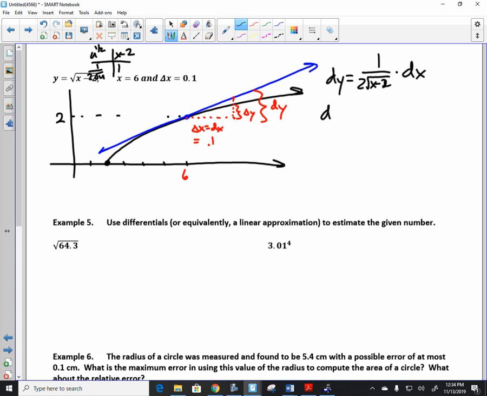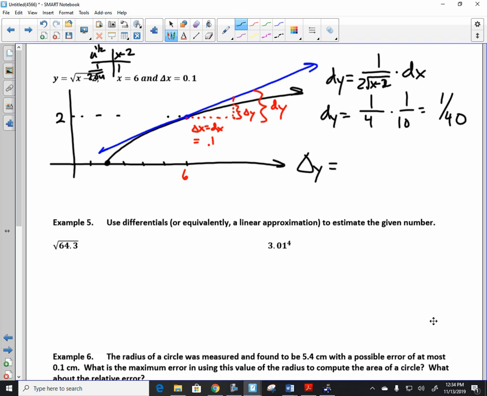All right, what do we put in for x? 6. So you got dy is equal to 1 over, if you plug in 6, what do you get in the denominator? You get 4, good. Times, what is dx? A 10th, so 1 over 10. So it looks like 1/40th is approximately dy. We know that delta y is going to be smaller than that, right? Let's actually find delta y.